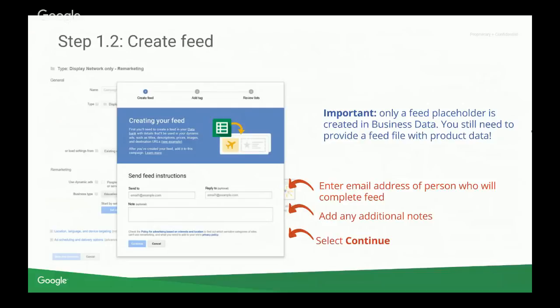Of course, business data is located in your shared library. This business data, this feed, has to be actually customized by you, which means that you will have to add the necessary information in terms of the final URL and all the other specifics of the products that you wish to include in your dynamic remarketing.